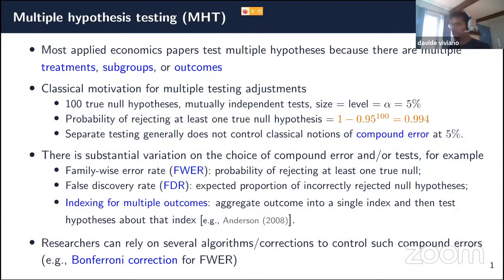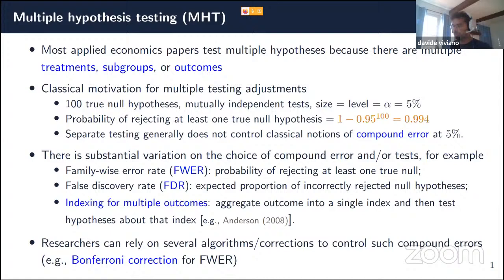Now, when I talk about compound error, we may have different notions in mind. And in fact, people use very different types of compound error in practice. One example is controlling the family-wise error rate, which is the probability of rejecting at least one true null hypothesis, which is what I just explained in the previous example. A second notion is the false discovery rate, which is the expected proportion of incorrectly rejected null hypotheses.